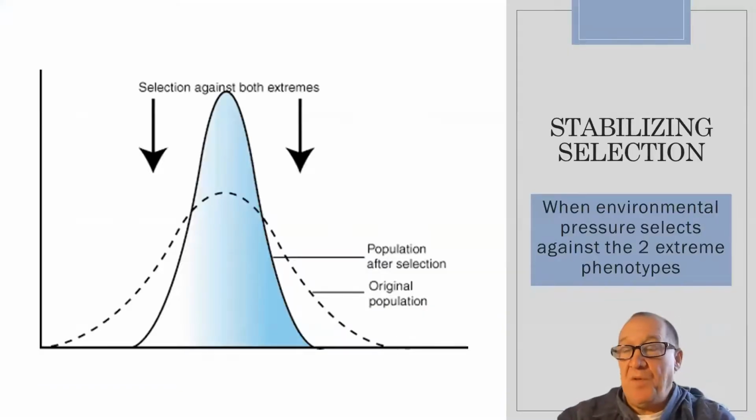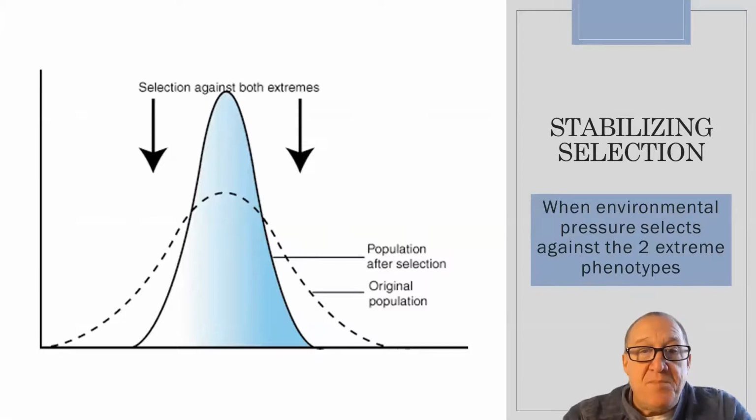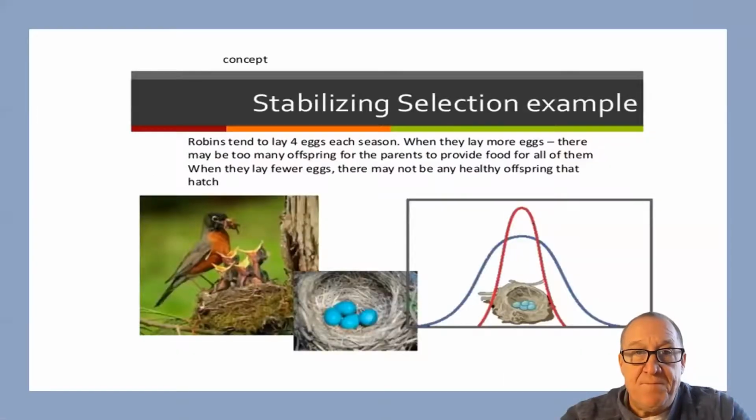And this is the last one. This is called stabilizing selection. It's kind of the opposite of disruptive, where the extremes in each population, or the extreme phenotypes, are selected against. And we start to see the population move towards a middle ground. So it's kind of the opposite of disruptive selection. And there are a couple of really good examples of stabilizing selection.